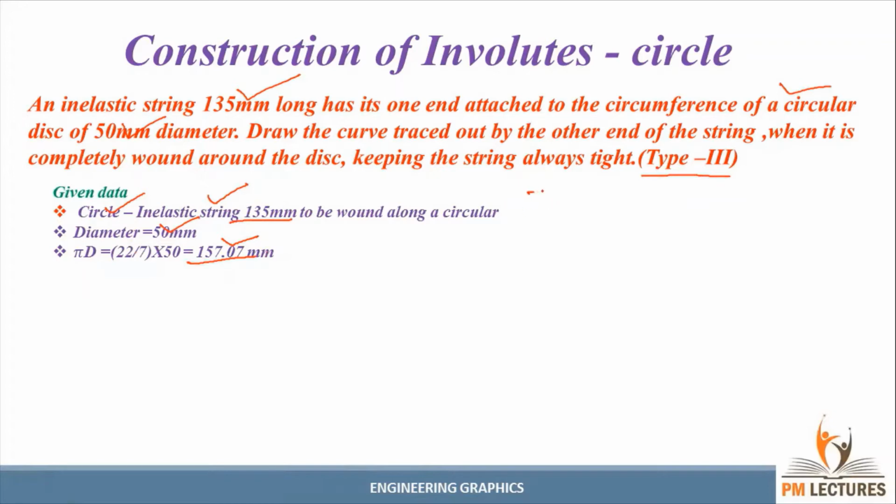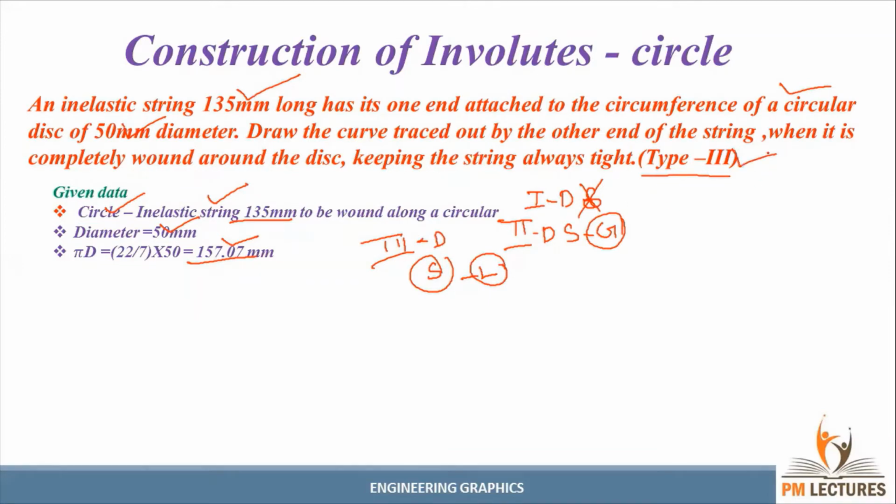So actually in the first type, we have only the diameter. We don't have the string length. In the second type, we have the diameter and also we have the string length. The string length is greater than the circumference of the circle. In the third type, see here, the string length is lesser than the circumference. So here, diameter is given, string length also given. The string length is less than that of the circumference of the circle. So that's why we can say it is a third type. So okay, we can go for the problem now.